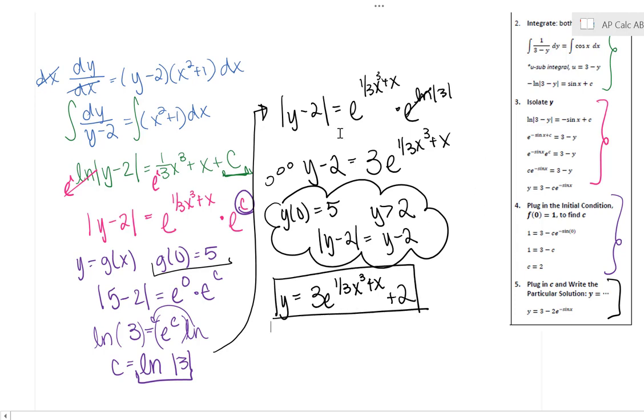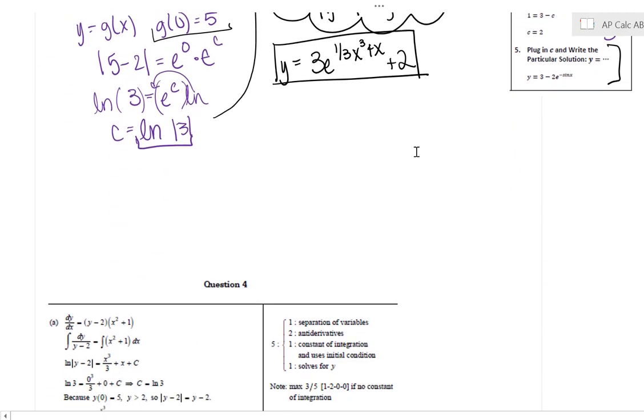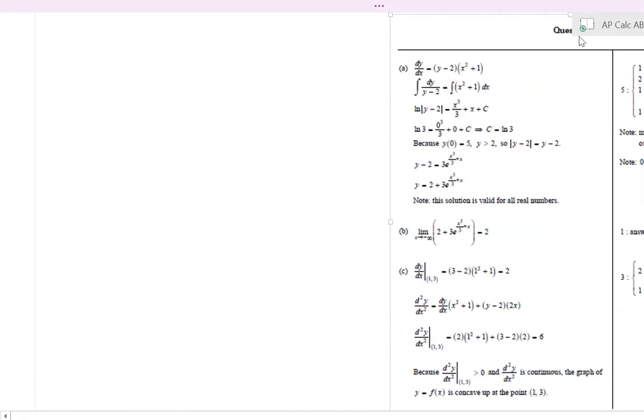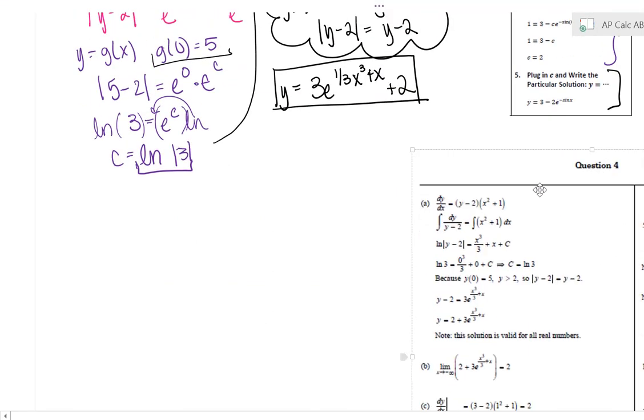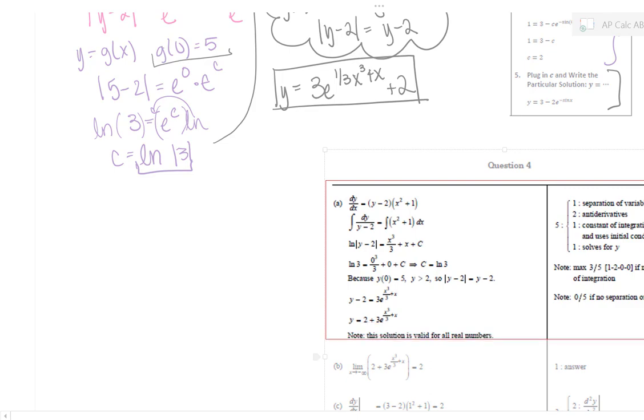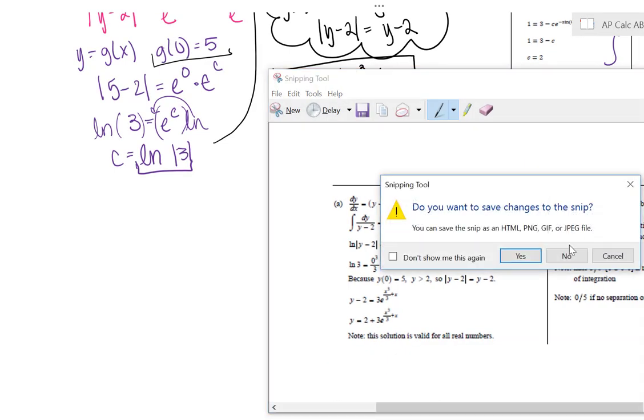Let's take a look at the AP scoring guide and see how we did on this question. All right. Now, this first part was worth 5 points. Feels like quite a lot. So let's get a breakdown of these 5 points.